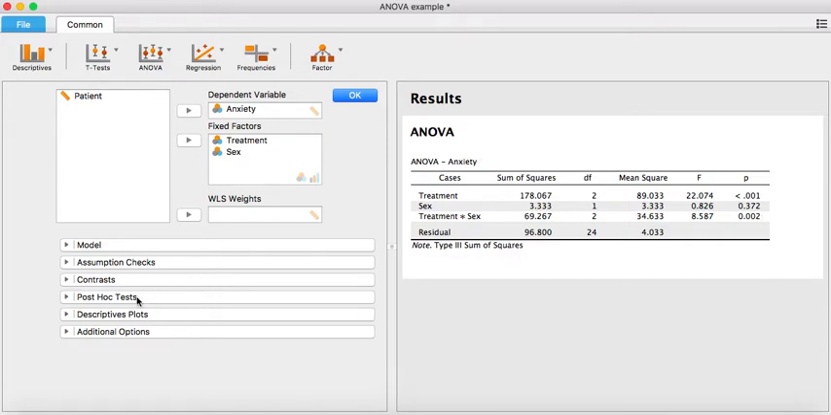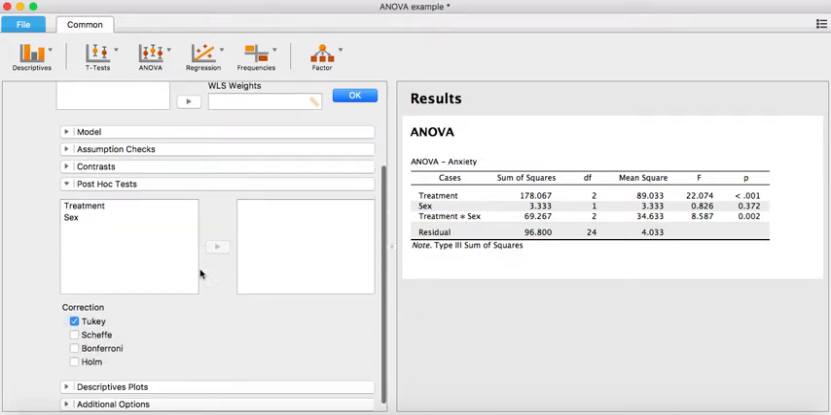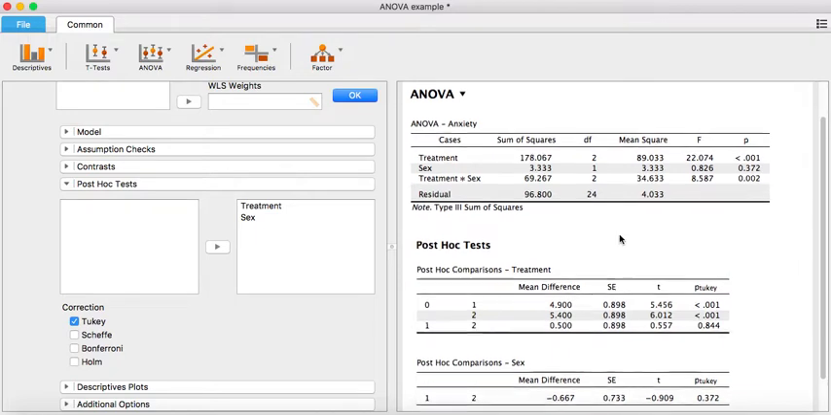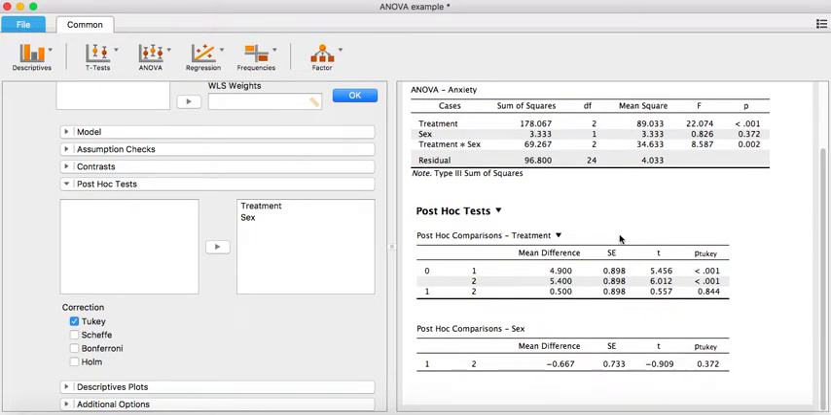So we're going to go over to post hoc tests, and we're going to move treatment and sex to the box on the right. Tukey is checked. And so what we see here, we see our different groups. Now 0 corresponds to our wait list. 1 is our treatment 1, remember that's 5 milligrams. 2 is our treatment 2, which is 10 milligrams.